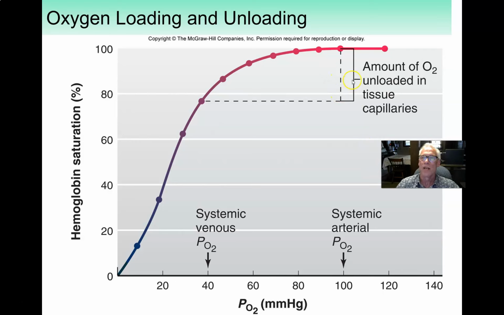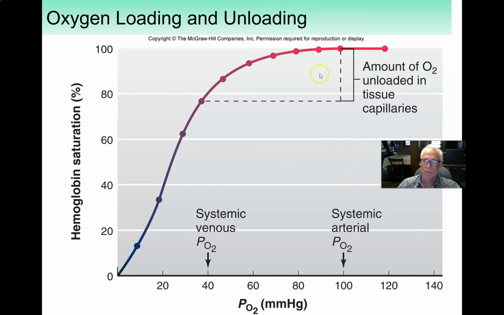What percentage of hemoglobin is saturated with oxygen under those conditions in the lungs? 100%. On the y-axis, we have hemoglobin saturation. That means that all of the hemoglobin has 4 oxygens per hemoglobin, and we're saturated.